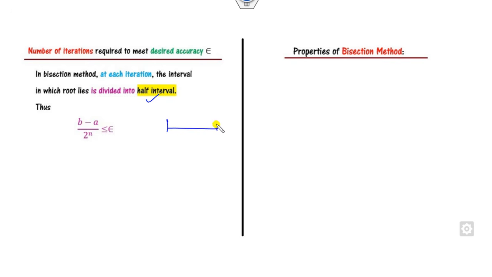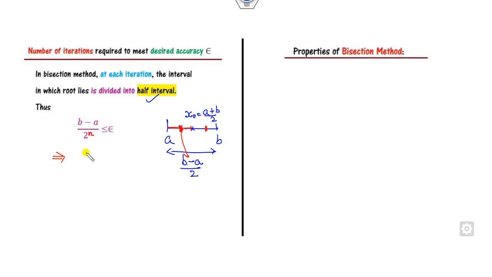If I take this as a comma b, what is the length of this? It is b minus a. We find the new point x naught, a plus b over 2. That means we are dividing the interval into two equal parts. This is my first part, this is my second part. This part is half of the length, and when you are moving on the nth step, we have the interval of the nth step.